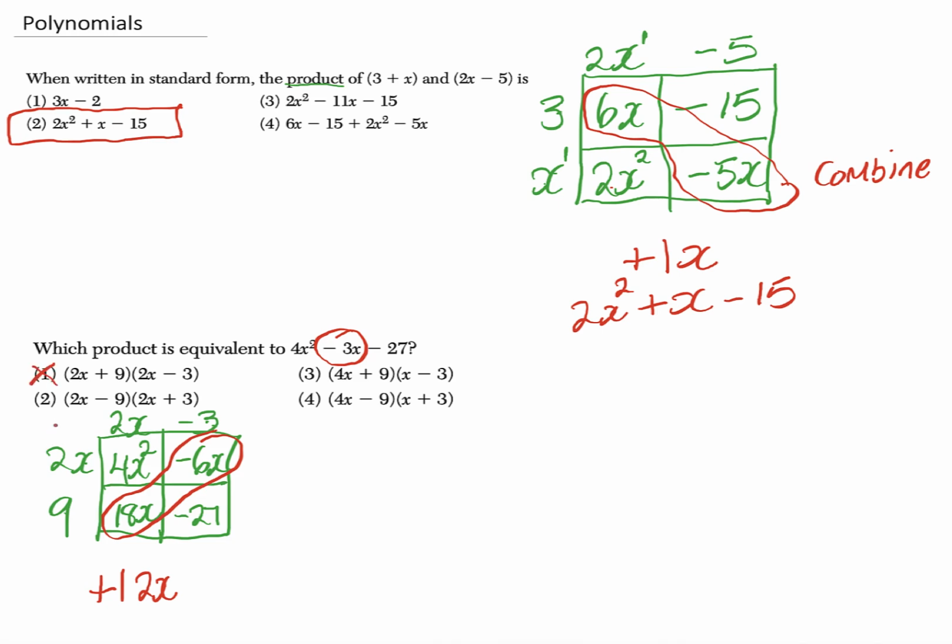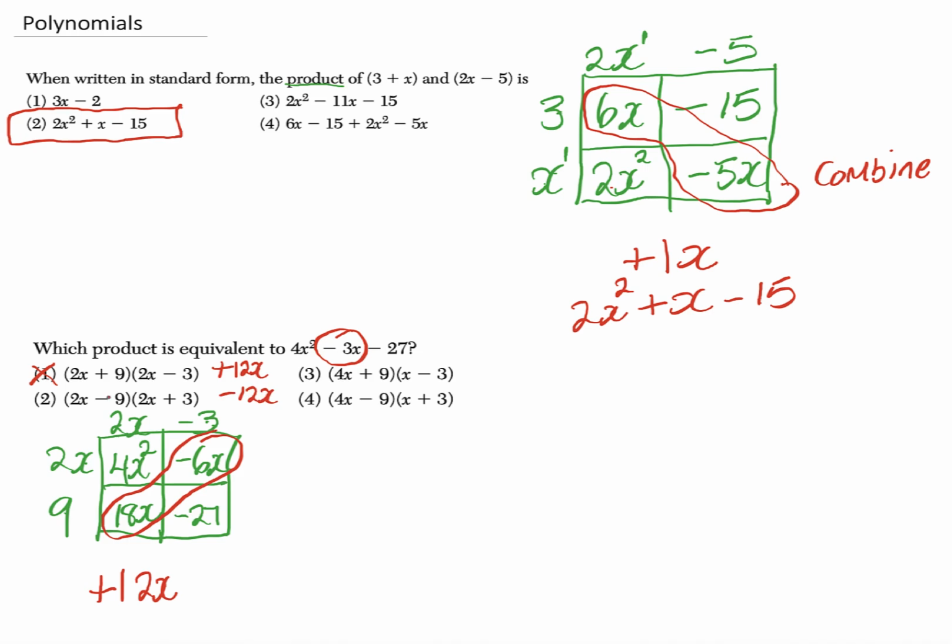Now before you start to draw your box again, notice that for number 2, we have the same numbers. You have a 2x and a 9 and a 2x and a 3, but notice that the signs are opposite. This is a negative, before it was a positive. This is a positive, before it was a negative. Now, what that means is your middle term will just be the opposite. Our middle term for number 1 turned out to be a plus 12x, which means that if we drew this box and did all of this all over again, our middle term would be a negative 12x.